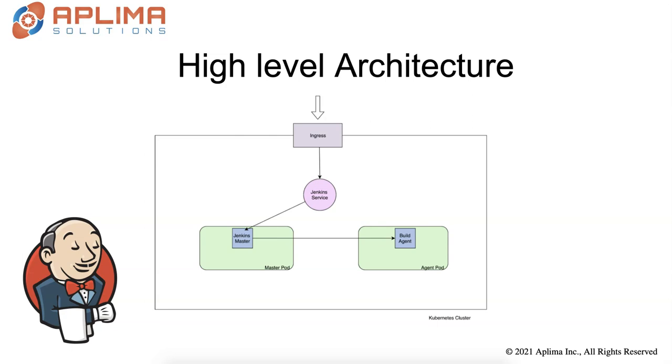And finally, an ingress controller. The ingress controller manages the traffic that is coming into the Jenkins Kubernetes cluster. So the ingress routes the request to the service, and service routes the request to the master.